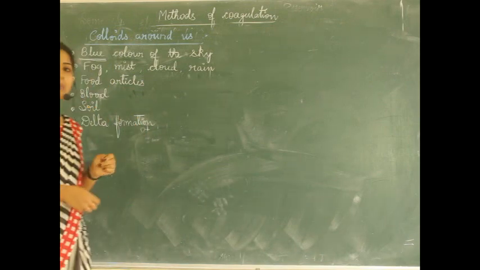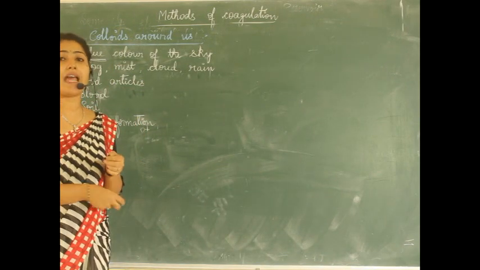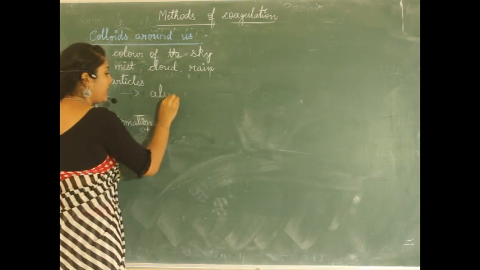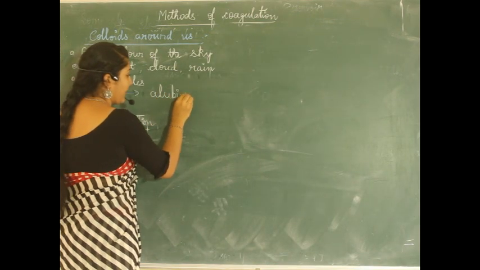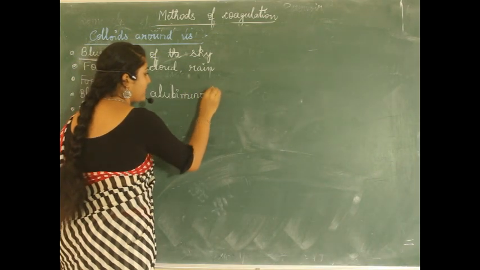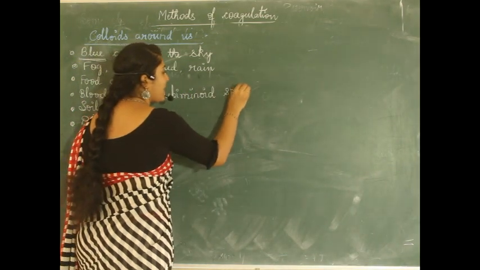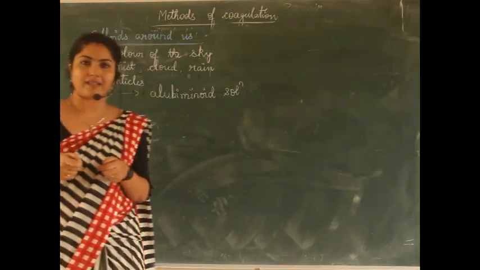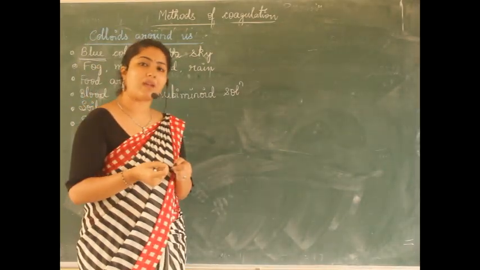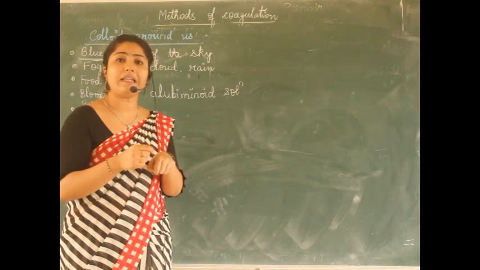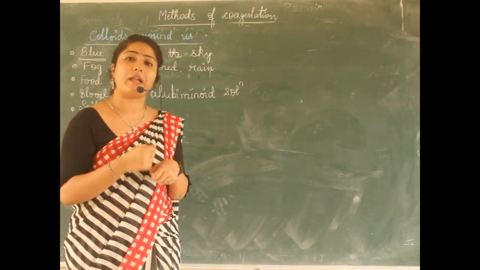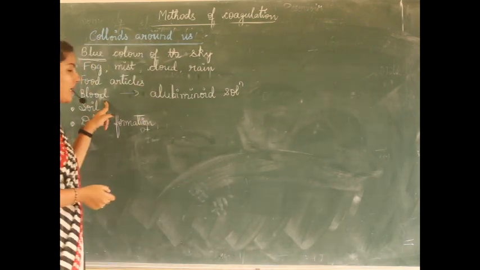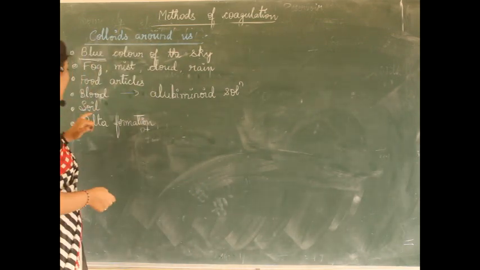Say blood. Blood is again a colloidal albuminoid solution. So what happens if suppose you have a wound? Then what do you do? You apply some medicine, isn't it? When you apply medicine, what happens? The blood gets clotted. The clotting of blood is nothing but coagulation that is taking place. Again, what does it mean? Blood is a colloidal solution.